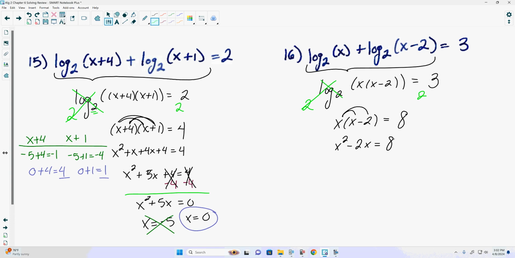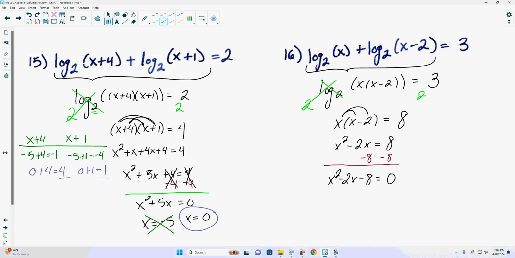At this point here, it would be helpful to get this equation equal to 0. So we'd subtract 8 from both sides, telling us that x squared minus 2x minus 8 is indeed equal to 0. Questions on how we got to this point here?